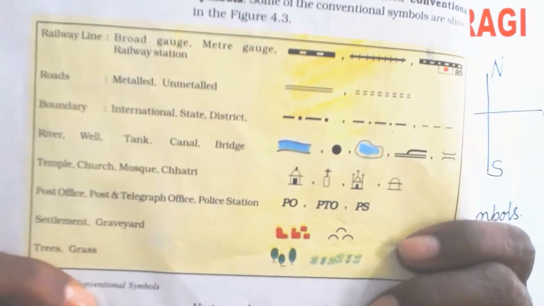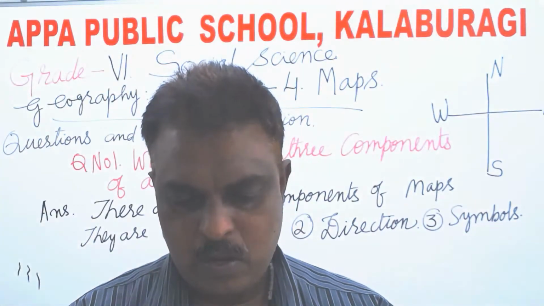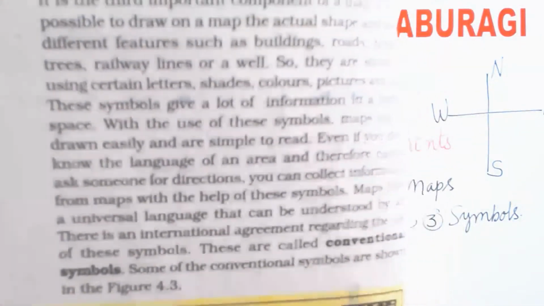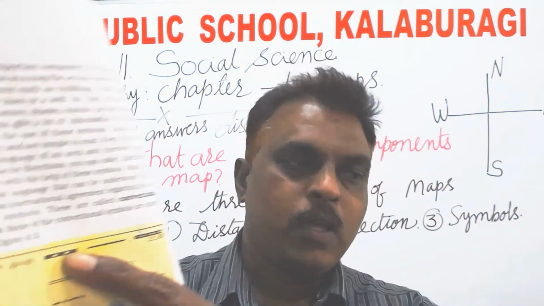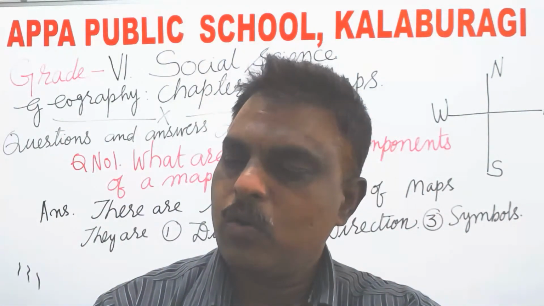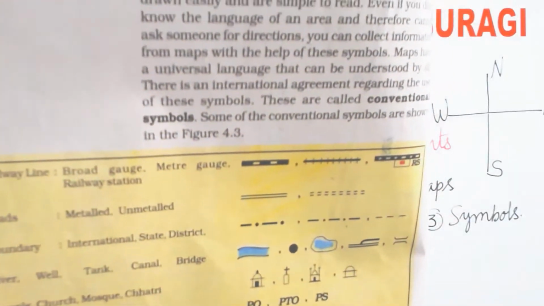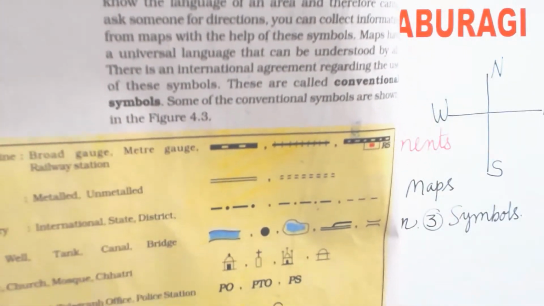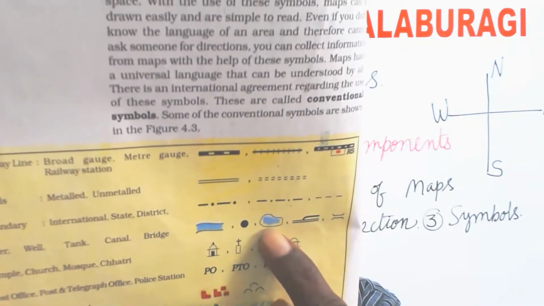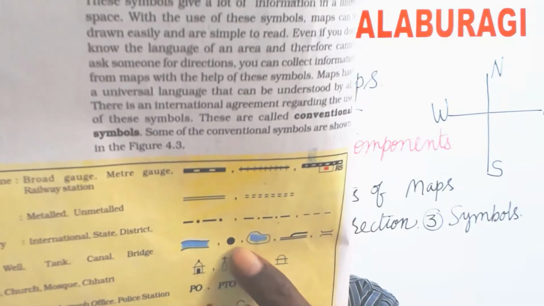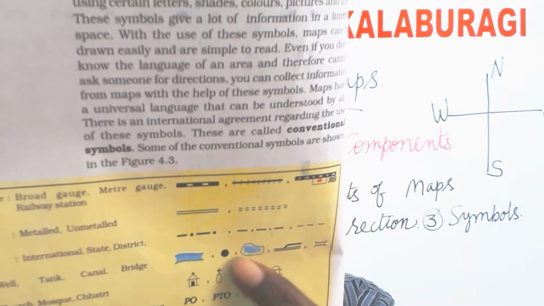These are the symbols you can identify, right? In these symbols, the first one is a railway line. In this railway line, we have meter gauge and broad gauge. And the second one is about the roads, the metal road, the temporary road. The next one is about the blue. You can identify this is a river, this is a well, and this is a tank, and other things they mentioned.